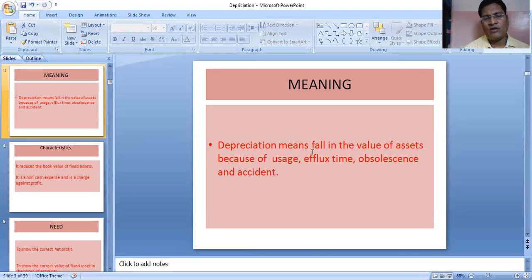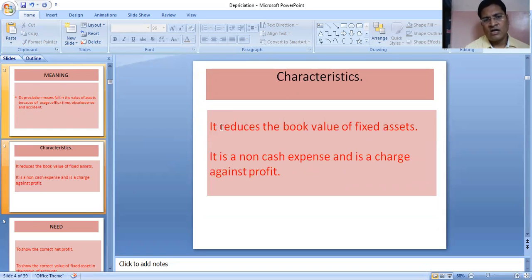See, the asset value goes on reducing because we are going on using it, wear and tear is taking place, time is passing away, and because of obsolescence, that means the machine technology is becoming old and a new machine is coming to replace it, and due to accident, the machine value goes on reducing. For overcoming this, we need to charge depreciation.